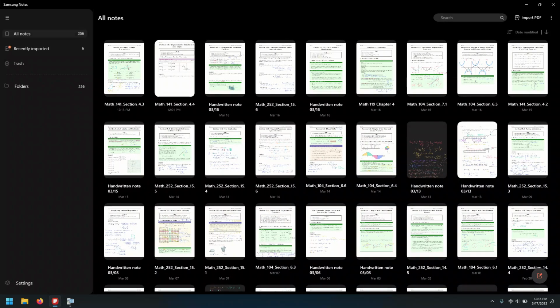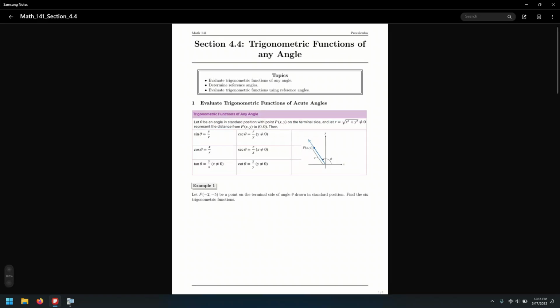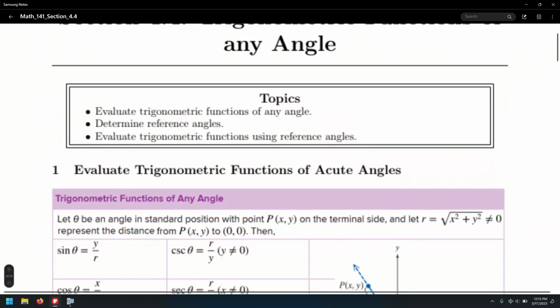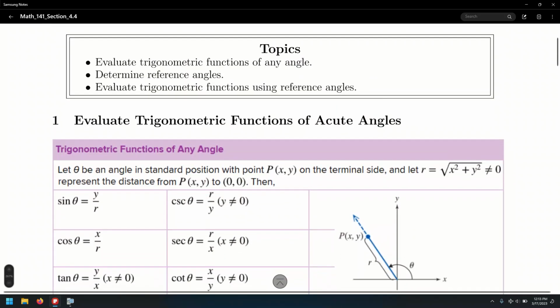All right, 4.4. Okay, trigonometric functions of any angle. So what do we do in this section? Evaluate trigonometric functions of any angle. That's number one. Determine reference angles. That's maybe the new thing we're going to learn.